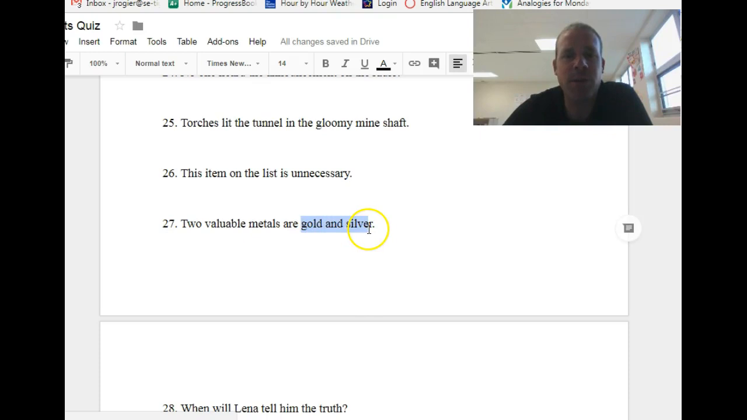Now, a lot of people miss this and put predicate adjective, even though when I went through this on the Pear Deck in class, I told you guys it's predicate nominative. They are renaming the metals. They're not describing the metals. Gold and silver are the type of metals that they are, so they're renaming them. So they should be predicate nominative.